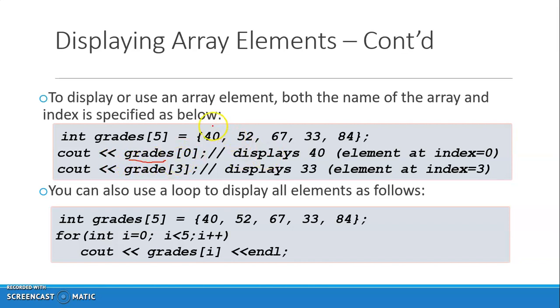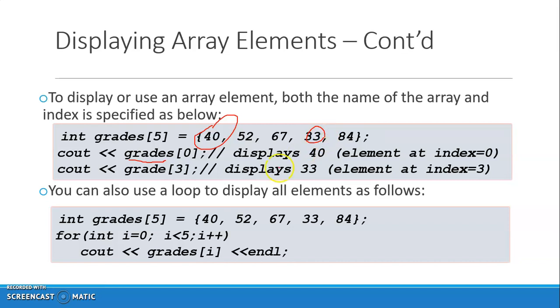This displays the first element, which is 40, and cout grades 3 will display 33, which is on position 3, which is the fourth element, because the 40 is on position 0, and the 52 is on position 1, 67 is on position 2, 33 is on position 3. So it's going to display that one.